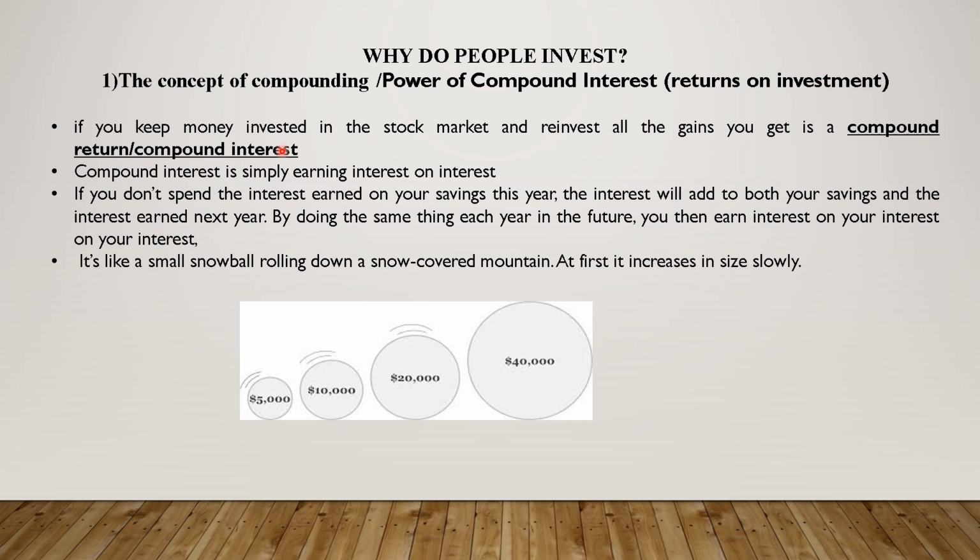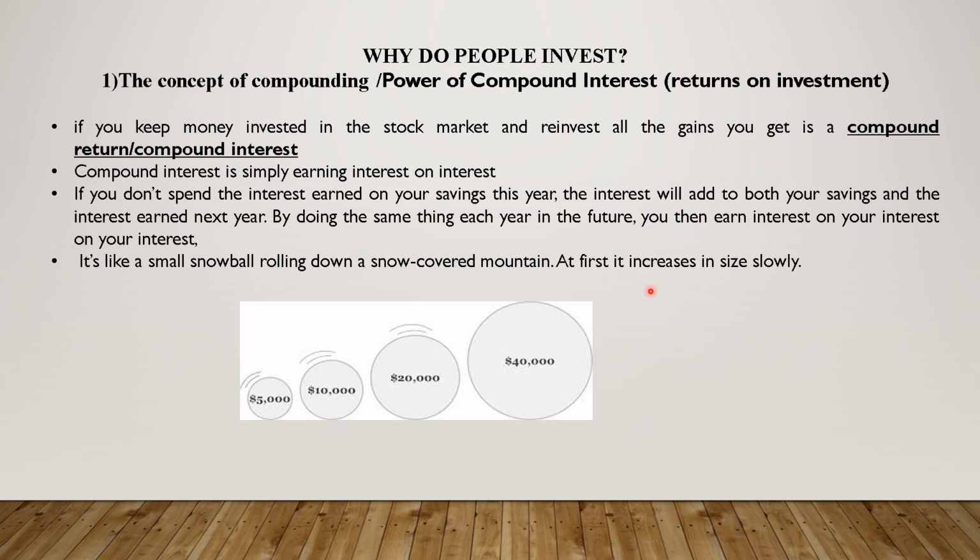So if you keep money invested in the stock market and reinvest all the gains that you get, that is compound interest. It is simply earning interest on an interest. For example, if you don't spend the interest earned by your savings this year, the interest will add to both your savings and the interest earned next year. By doing the same thing each year in the future, you then earn interest on your interest. It's like a snowball rolling down a snow-covered mountain. It increases in size slowly.